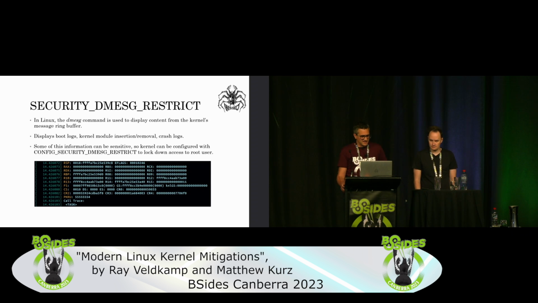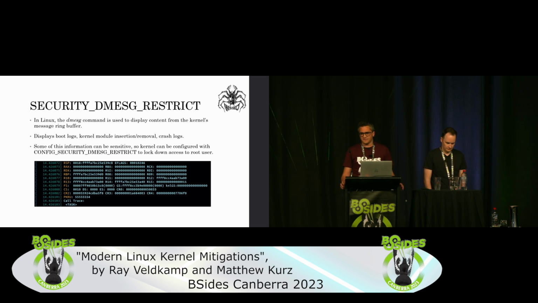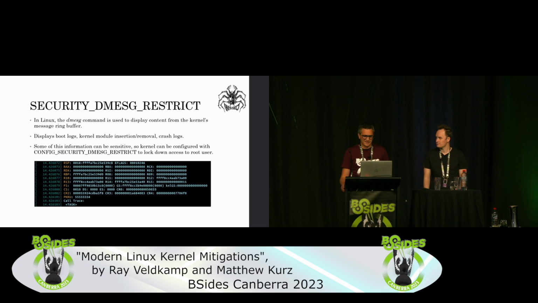So in Linux, the dmesg command is used for displaying the kernel's message ring buffer. So in the kernel or in kernel modules, if you're printking or you're logging stuff, that will show up in dmesg. It also displays boot logs. If you're inserting or removing a kernel module, or crash logs and stack traces, that will all show up in dmesg. So some of this stuff can be pretty sensitive.